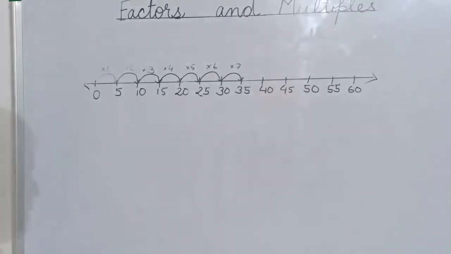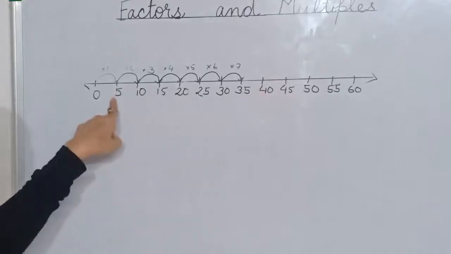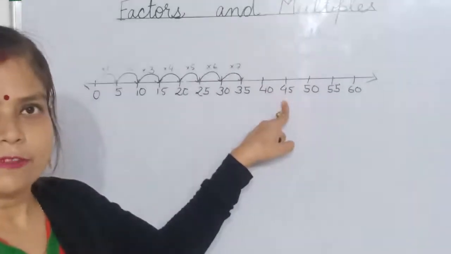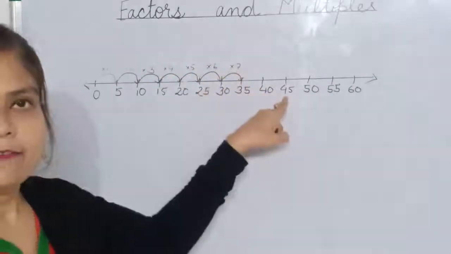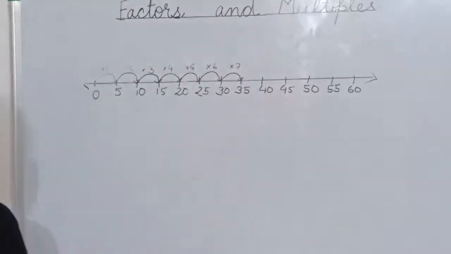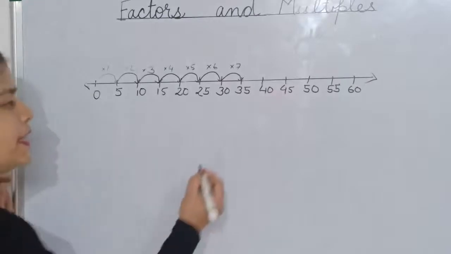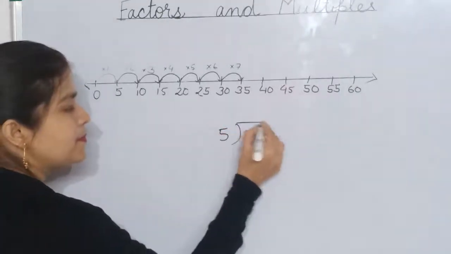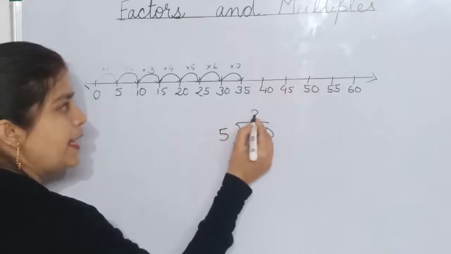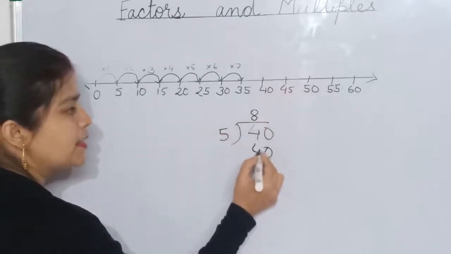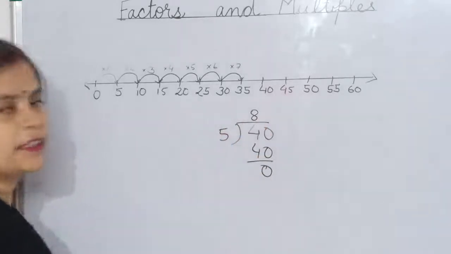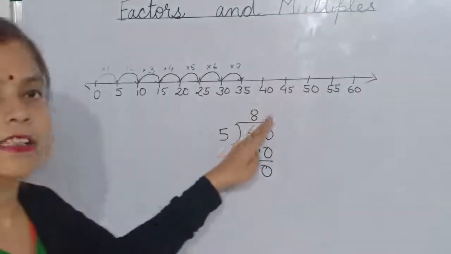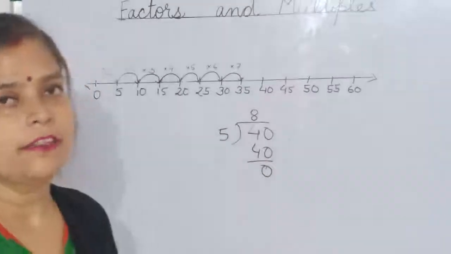Understood? For example, 40 is a multiple of 5 because it is coming in the table of 5. In the number line 40 is coming. Then 40 is a multiple of 5. That means 40 we can divide by 5 completely. You can see here, 5 8's are 40, leaving 0 as a remainder. Nothing is a remainder. So that means 40 is completely divisible by 5.